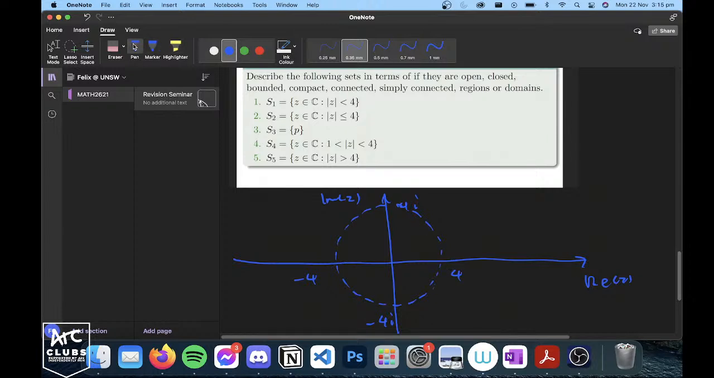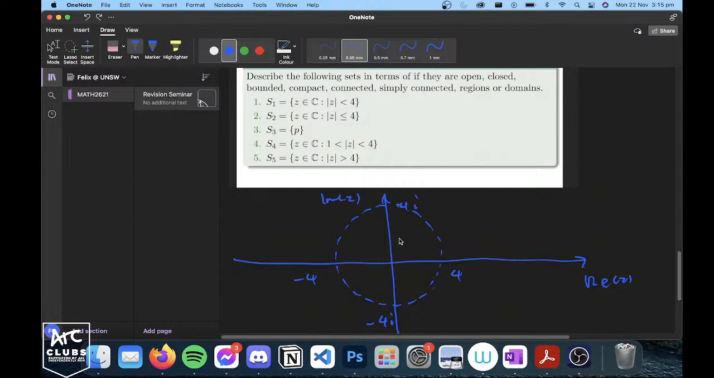So the first thing is, is it open? Well, it is, right? Because all these points in here are able to make that ball. You're able to find that epsilon that makes that ball where all the points are within the set itself. And because it's open, it's not closed, because the complement, which is the whole complex plane minus the circle, is in fact closed, right?